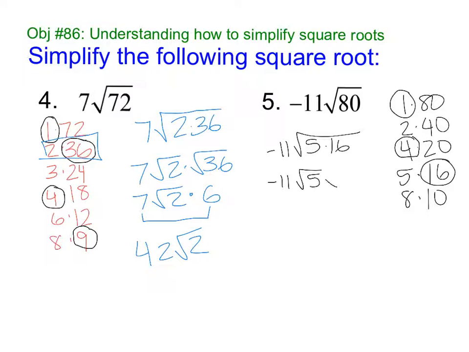I don't know the square root of 5, so I'm going to rewrite it. I do know the square root of 16. The square root of 16 is 4. And there's the invisible multiplying there. So negative 4 root 5.